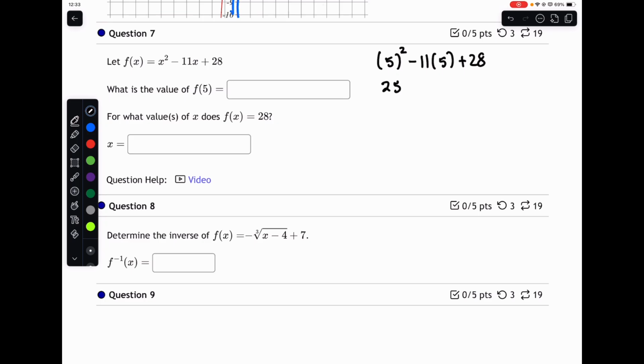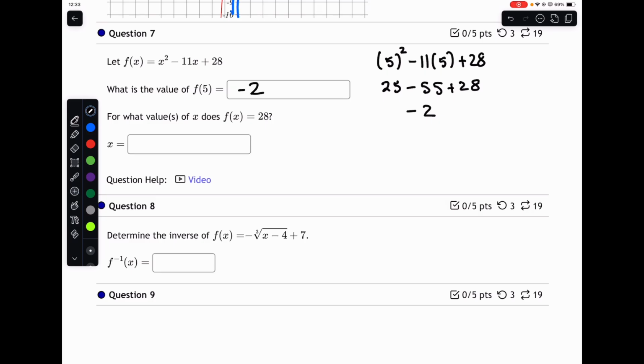You end up with 25 minus 55 plus 28. Then adding these numbers from left to right, you end up with -30 plus 28, which is -2. So that would be the answer.